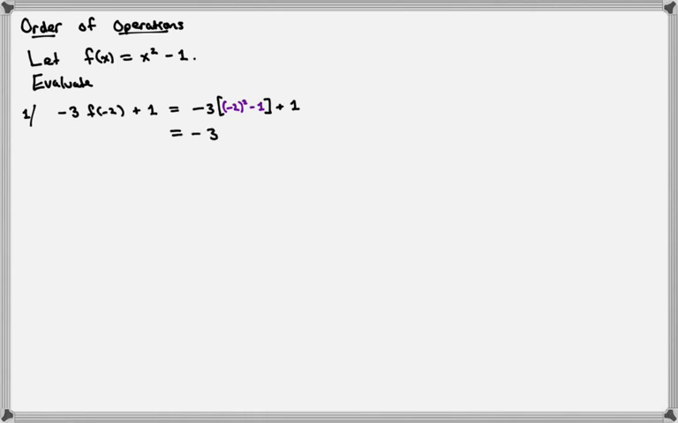I have minus 3. I'm going to simplify within the brackets, within the parentheses. If I square minus 2, I get positive 4. And I subtract 1, and I'm still adding 1. I then simplify within the brackets, and I get minus 8.